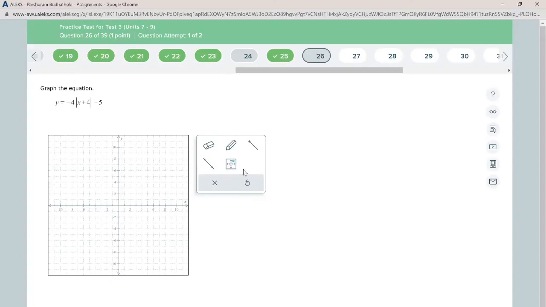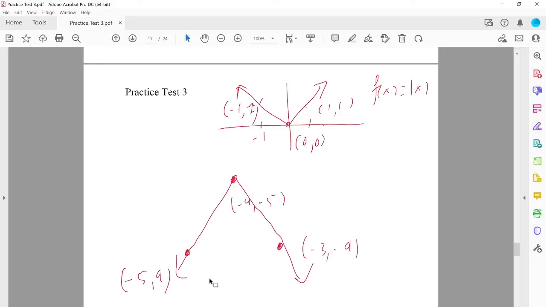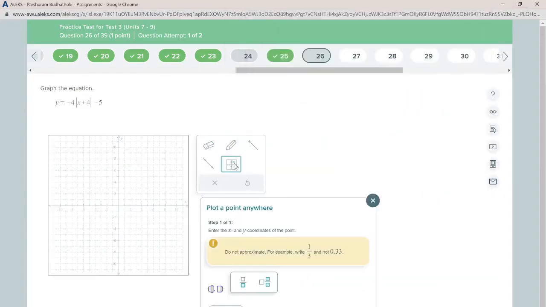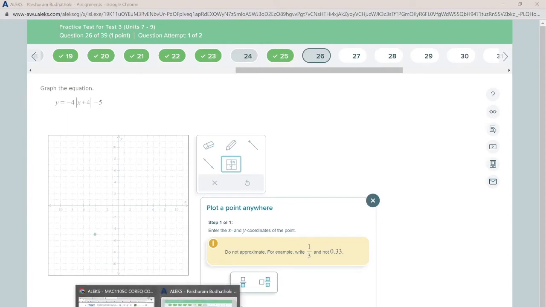How do you plot it here? You have to use those points: (negative 4, negative 5), (negative 3, negative 9), (negative 5, negative 9). So I'm going to do that, negative 4 and negative 5. I guess it's a negative 5.